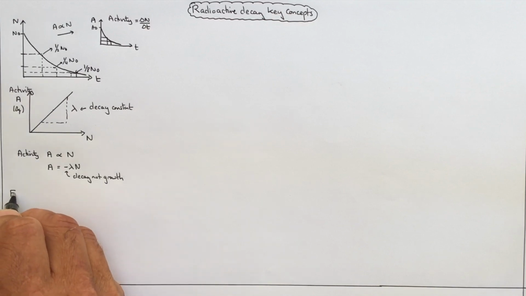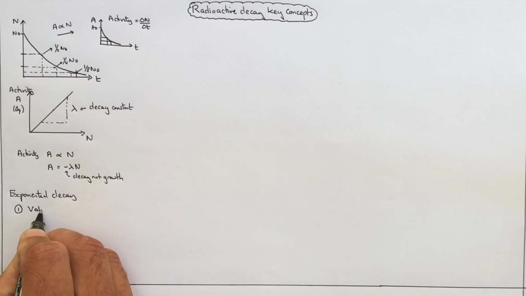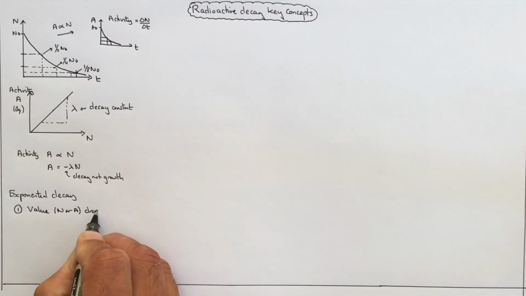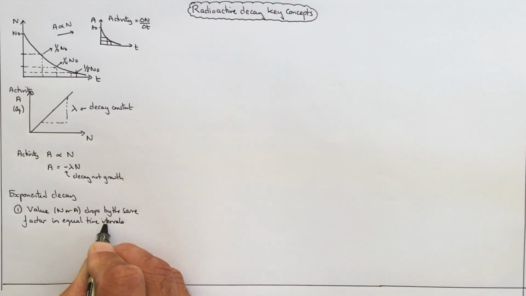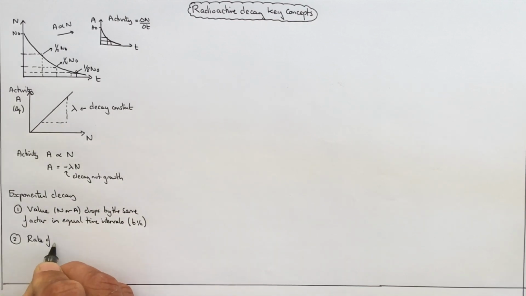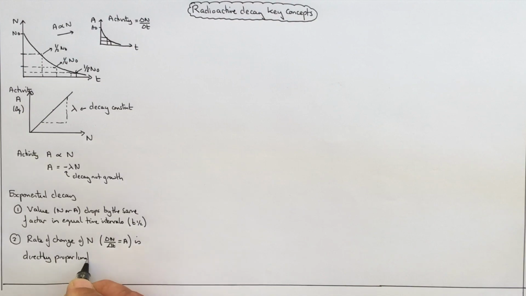There are two reasons why we know this is exponential decay. First of all, the value, N or A, drops by the same factor in equal time intervals, which is t to the half. Secondly, the rate of change of N, which is the activity, delta N over delta t, is directly proportional to N itself.